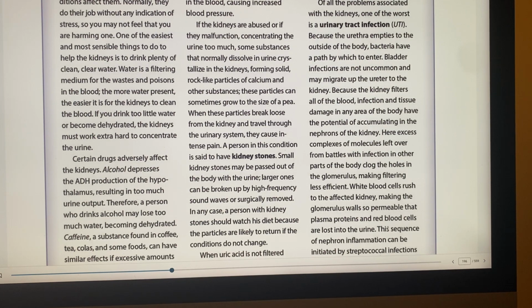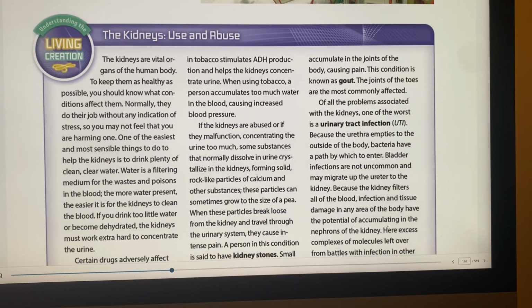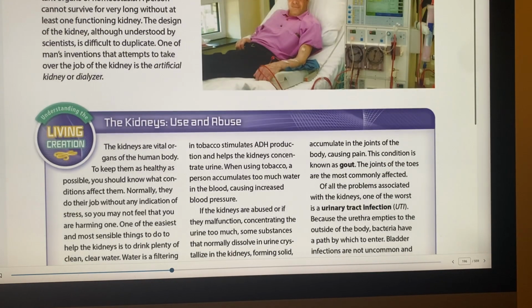Gout. Gout too is a problem. And what is it? It's too much uric acid that accumulates in your joints. It's a backup of this uric acid, usually in your feet, in your toes. In a person's toes, your feet hurt drastically. My mom and dad used to get the gout, and you have to take medication for that.